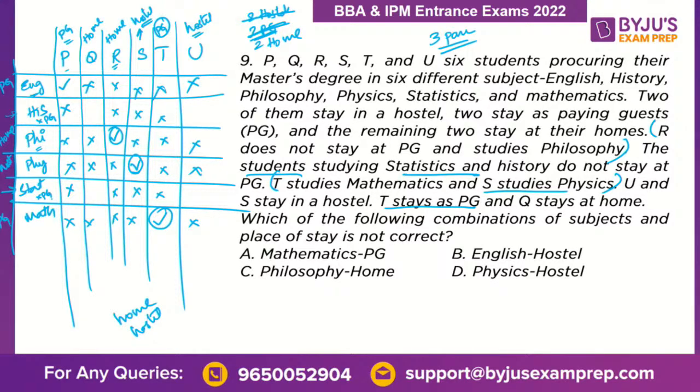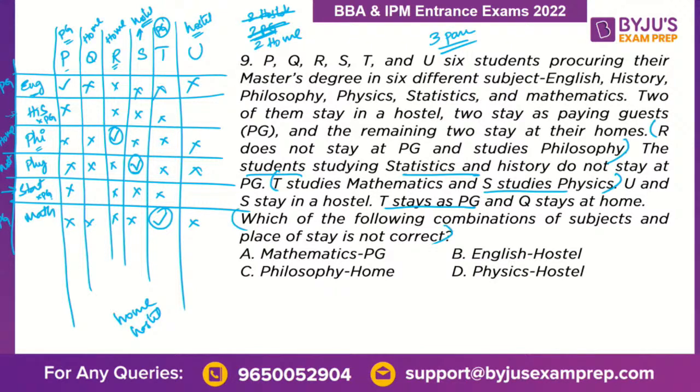Is there anything else which is missing for us? Let me read from the beginning. R does not stay at a PG and studies philosophy. The students studying statistics and history do not stay at PG. T studies mathematics and S studies physics. U stays in a hostel. In fact, we don't even need to solve anything more. So what are they asking?